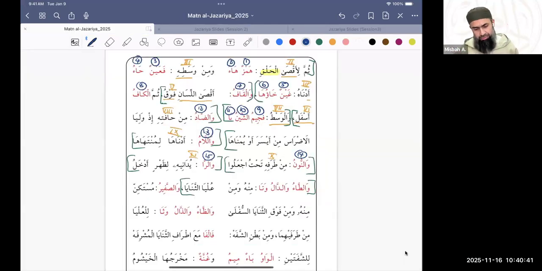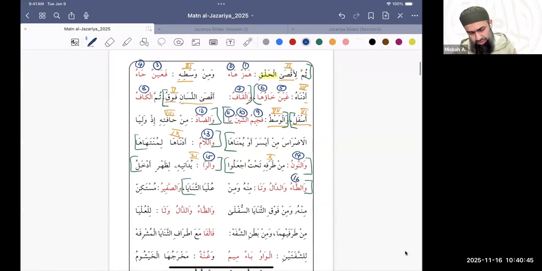Okay? So we're back at our guide map laid out by Imam Ibn Jazari. And we're making some progress. Okay? And we have covered now another makhraj.